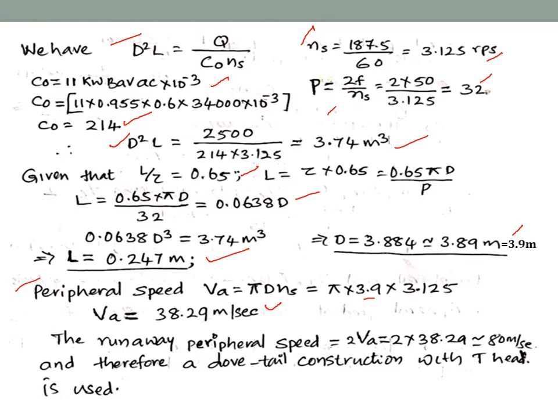This is the normal peripheral speed at normal condition. The runaway speed should be equal to 2 times VA, which comes around to be 80 meter per second. Therefore, dovetail construction with T head can be used. You cannot go for bolted on, because bolted on can only stand up to 50 meter per second. Here runaway speed is 80 meter per second, so for that dovetail construction with T head can be used.